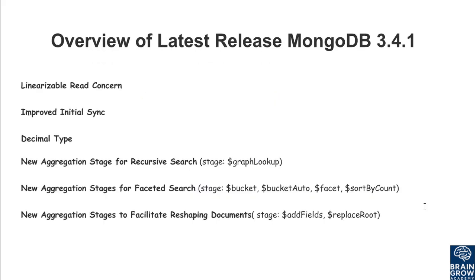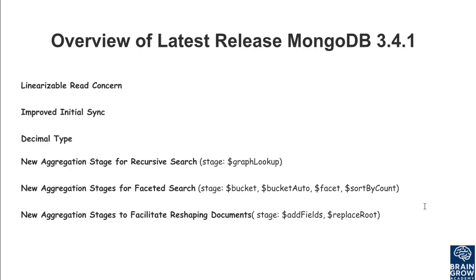So let's get started. The first thing that came along with this release is the linearizable read concern. So what is this read concern? This linearizable read concern is a read concern level. With this, when you read data from the MongoDB database, it will reflect all successful writes issued with a majority and acknowledged prior to the start of the read operation.